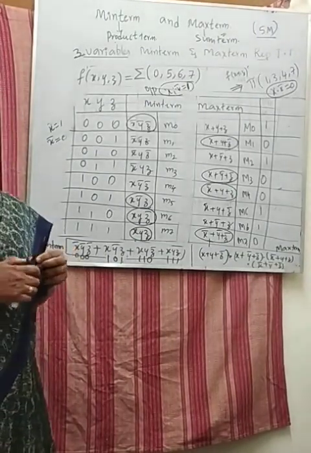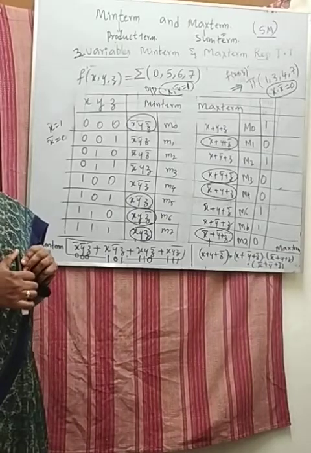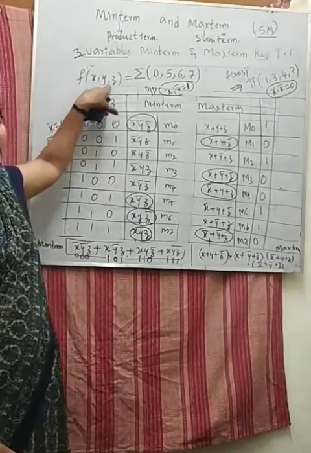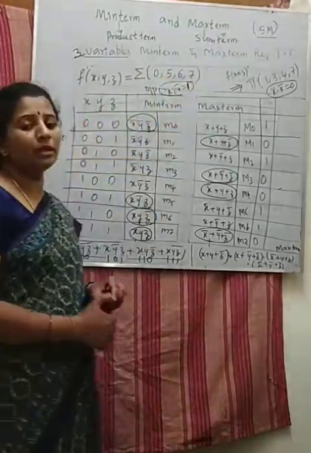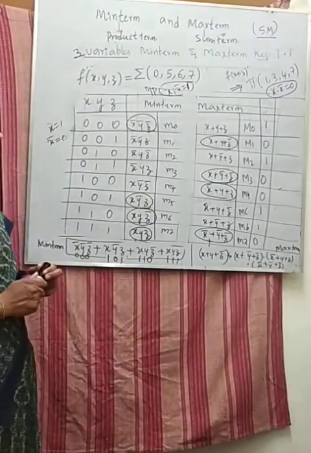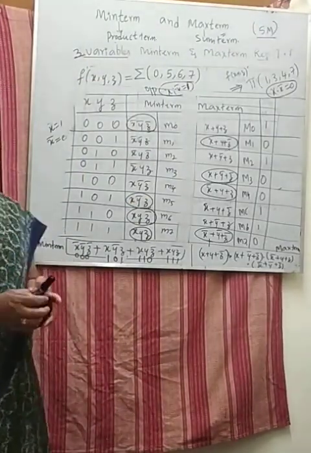Canonical form. Problems on canonical form with min term and max term. We'll continue in the next class. Problems on min term and max term.